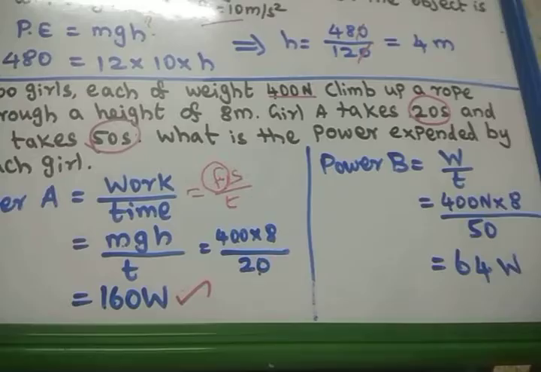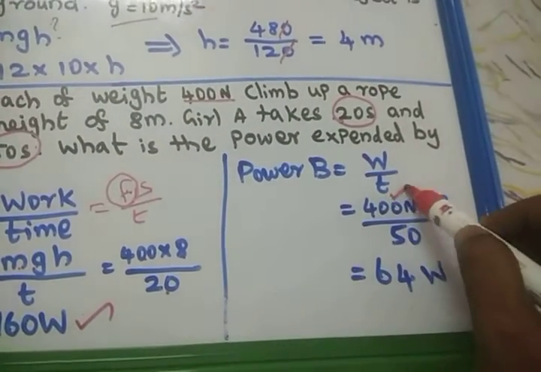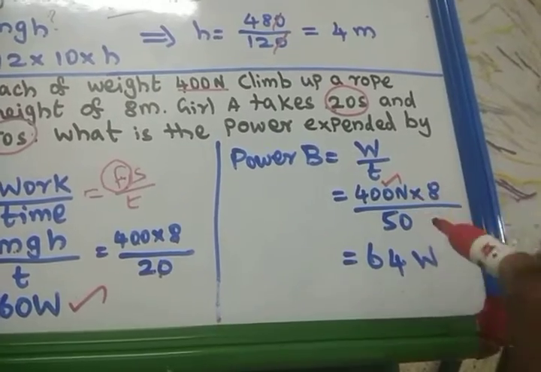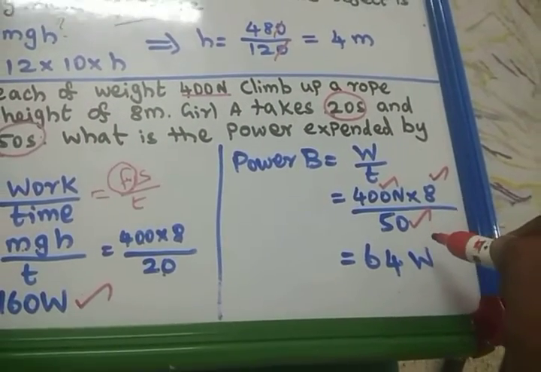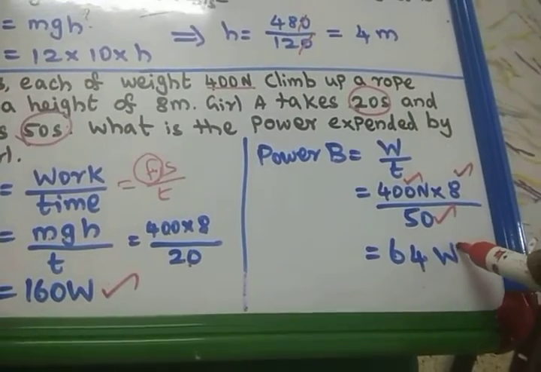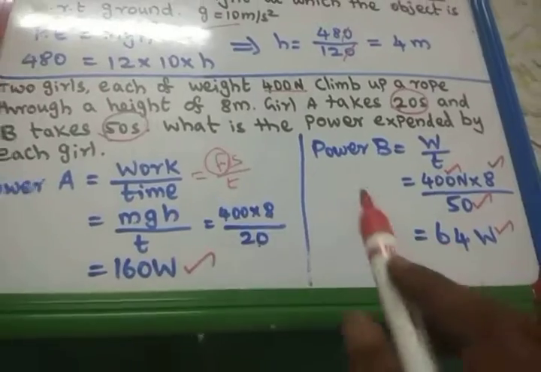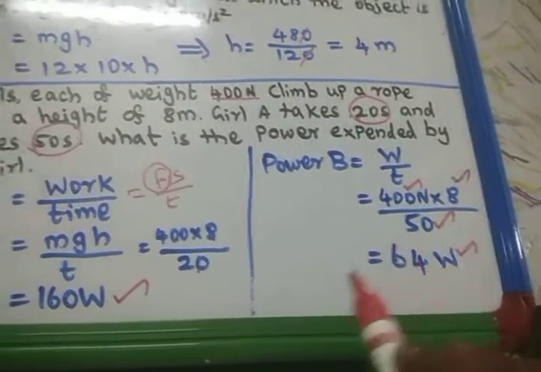So the SI unit of power is watt. Then for girl B, the force, that is the weight, is 400 Newton. Then the height is 8 meter. The time taken is 50 seconds. So we get an answer of 64 watt. So the power of girl A is greater than the power of girl B.